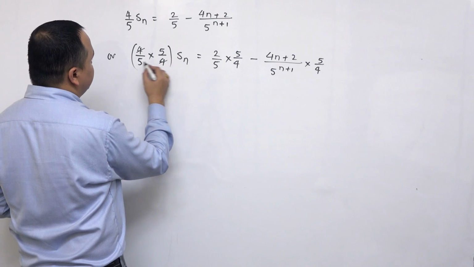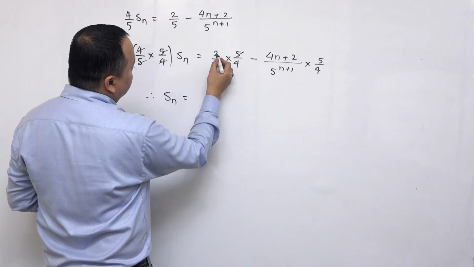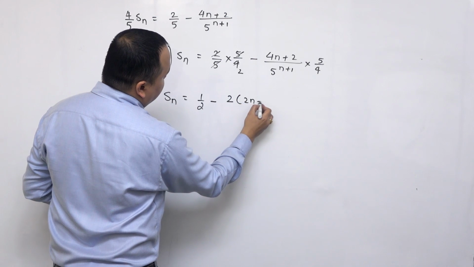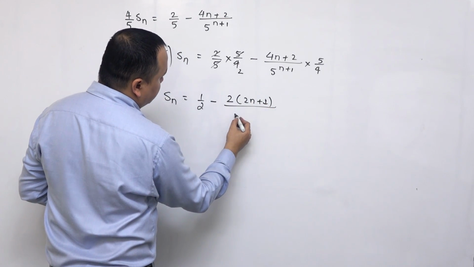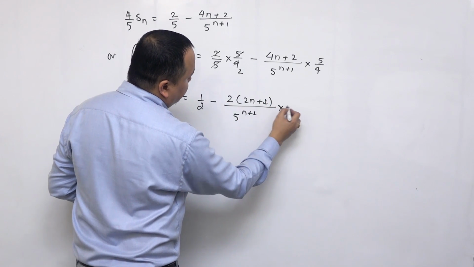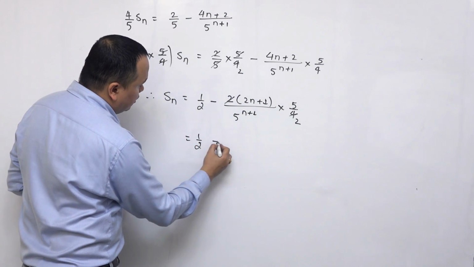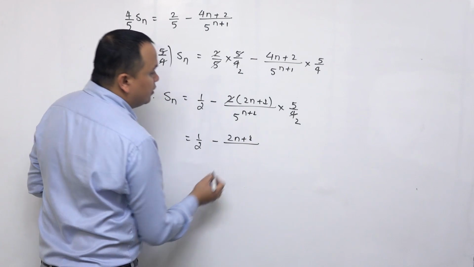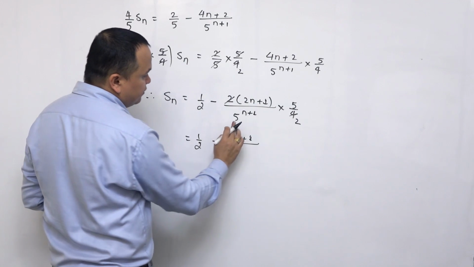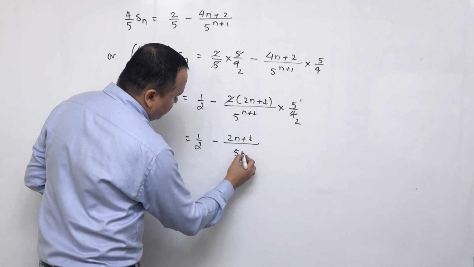Here 4 and 4 cancel, 5 and 5 cancel, therefore Sn is equal to, here 5 and 5 cancel and 2 times, this is 1 upon 2 minus, here 2 is common, the 2n plus 1 upon 5 to the power n plus 1 into 5 upon 4. This is 2 times, this is 1 upon 2 minus 2n plus 1 upon 5 to the power n plus 1, here 5 to the power 1. By the law of indices, 5 to the power n plus 1 minus 1, this is 5 to the power n.